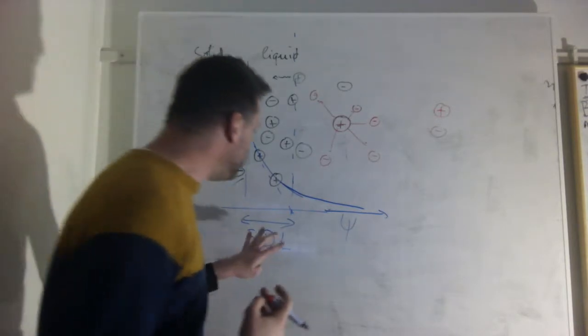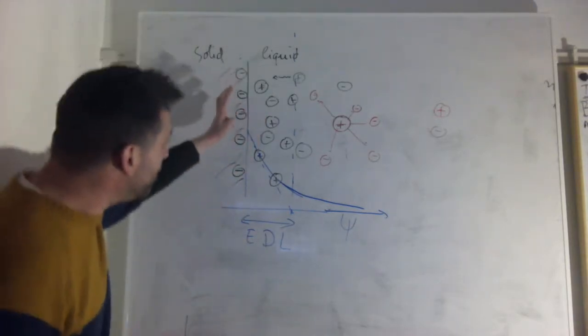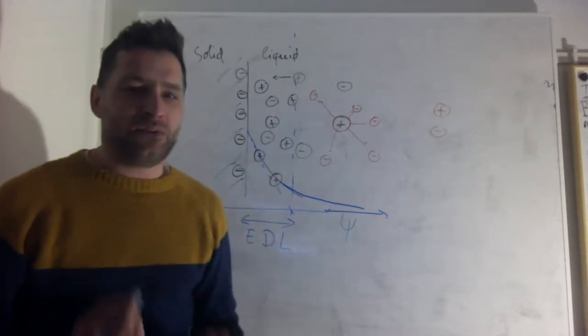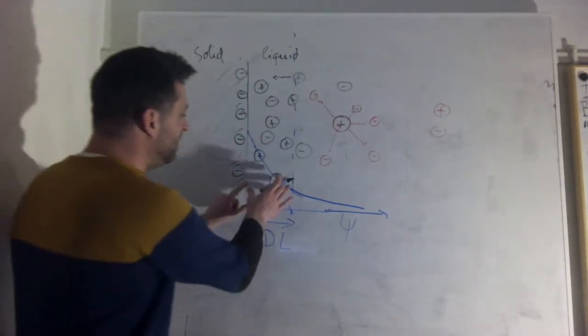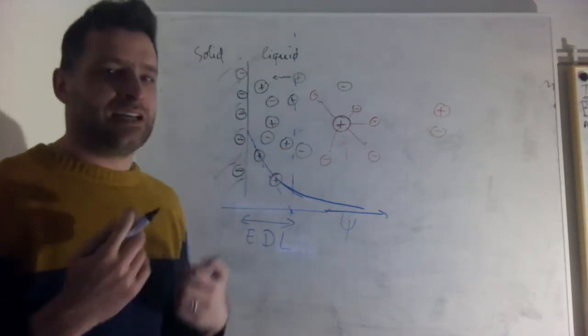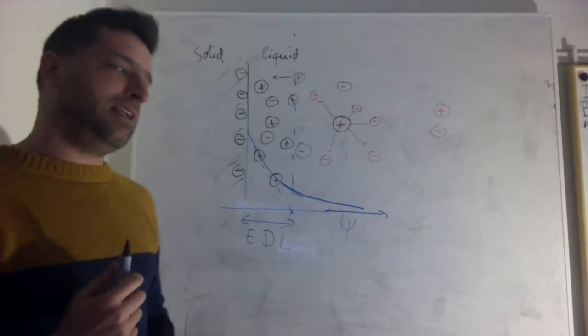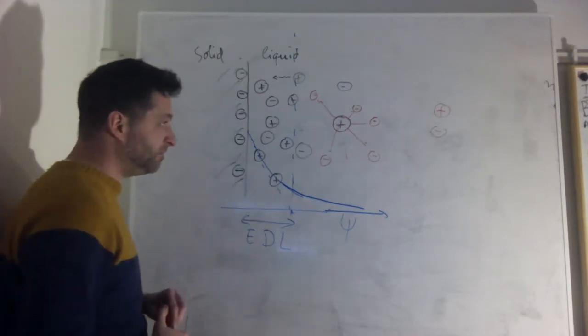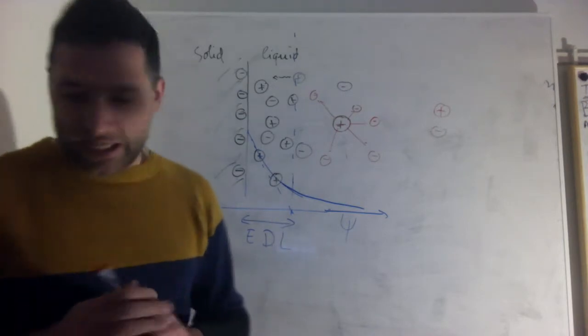So we see that the EDL occurs when you put a solid in a liquid. It occurs at the wall, but the electrostatic shielding it gives is an effect that is only dependent on the liquid properties, not on those of the solid. So that was a side remark.